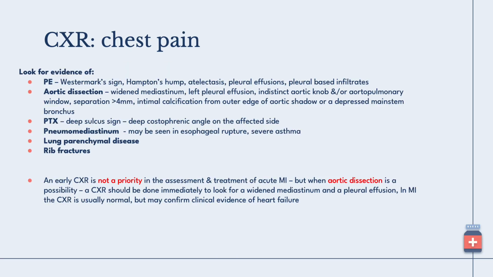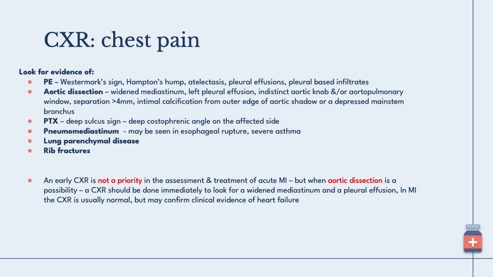So a portable chest x-ray in emergency department, really important. So look for any evidence. So if you're suspecting a PE, there could be Westermarck sign, Hampton's hump. There may be pleural effusions present. If you're suspecting aortic dissection, look for that widened mediastinum. There could be a left pleural effusion. You may have trouble seeing a distinct aortic knob.